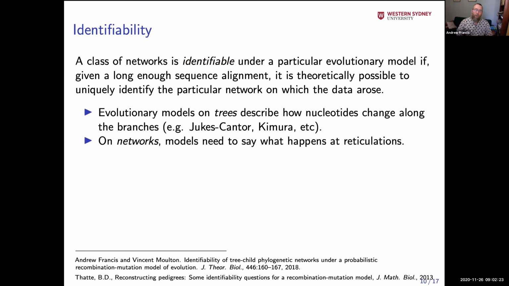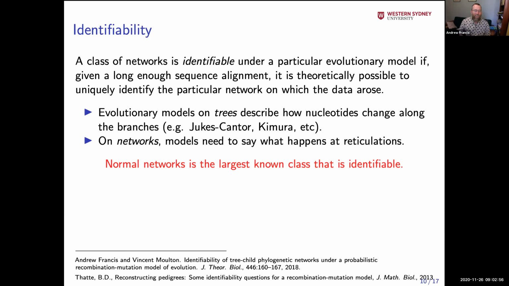So you have to think about the model of evolution. It's a joint distribution: you've got the class of networks and you've got the evolutionary model. Evolutionary models describe how the nucleotides change along the branches. And on networks, you have to think about what's happening at the reticulations. How are you constructing your genome alignment as you run down the network at reticulations?